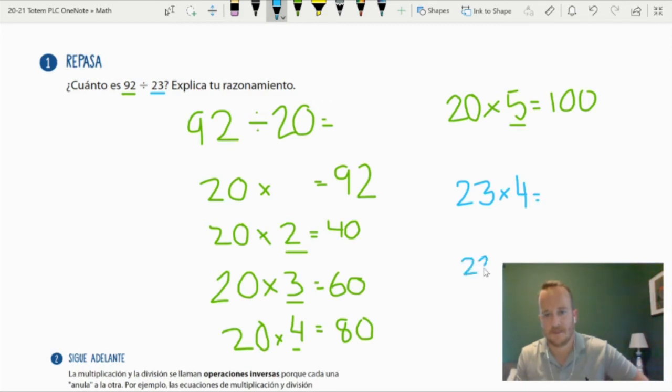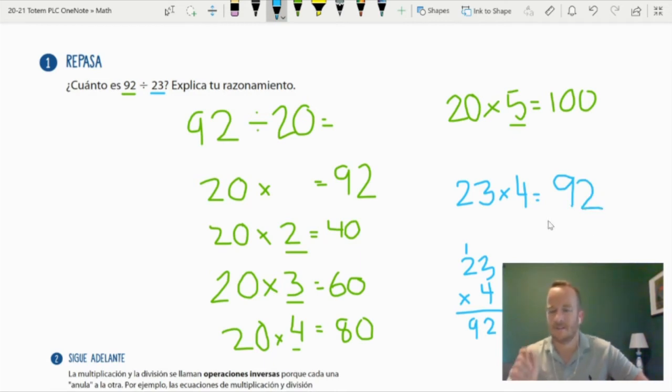Podemos hacerlo así. 23. Eso es como a mí me gusta hacerlos. 23 por 4. 4 por 3 es 12. Pongo mi 1 aquí. Y 4 por 2 es 8 más 1, 92. 92 alumnos. Tenemos 92 aquí. 23 por 4 es 92.